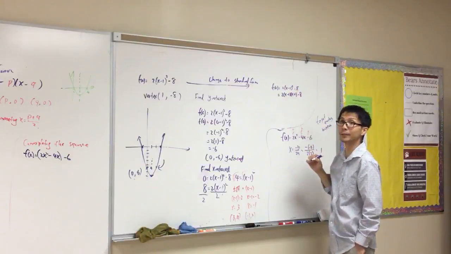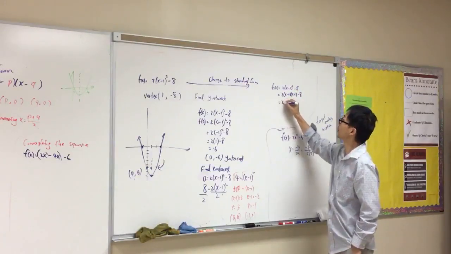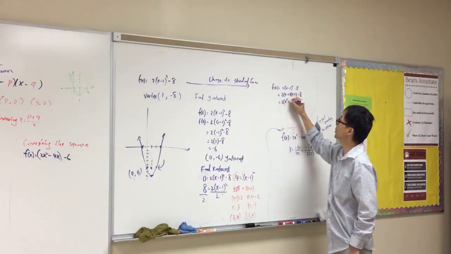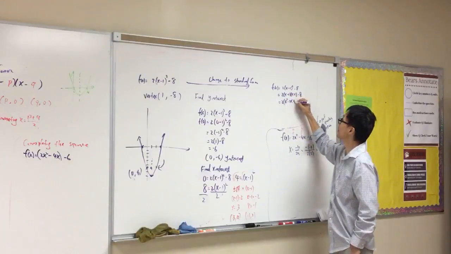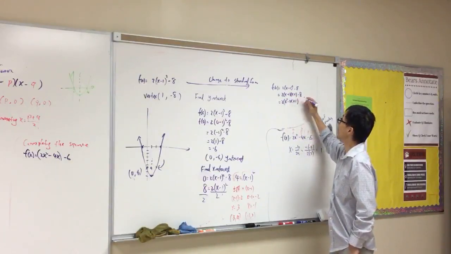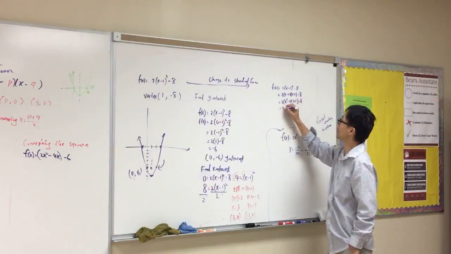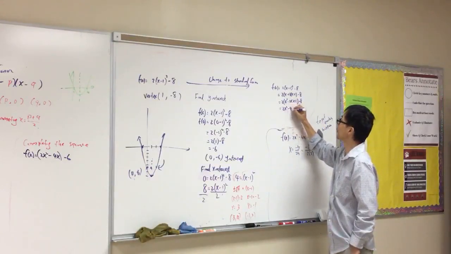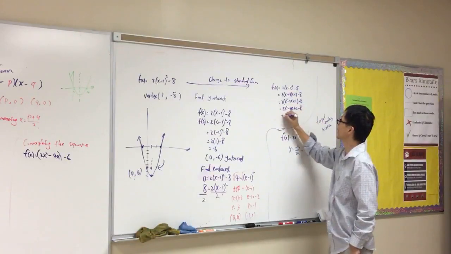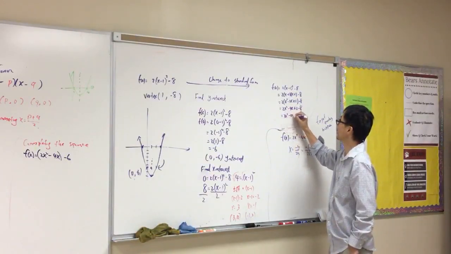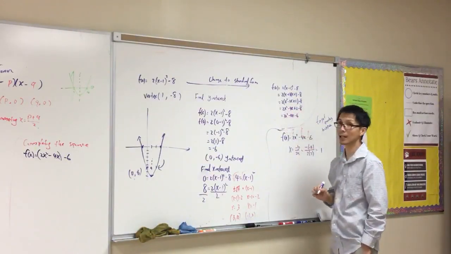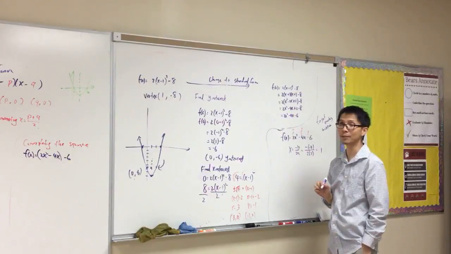Are we okay here? Now I'm going to FOIL this, so it'll be x squared minus 2x plus 1 minus 8. And that's equal to 2x squared minus 4x plus 2 minus 8. That's equal to 2x squared minus 4x minus 6. And that's become the standard form.